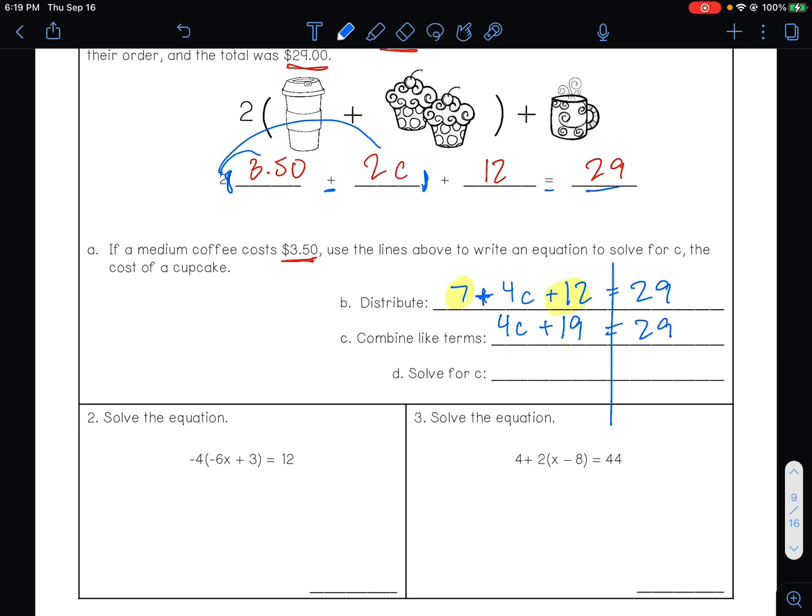All right, now I have to solve for C, which means I subtract 19 from both sides. I wish they gave me more space, but this is all I get. That equals $10, or 10.